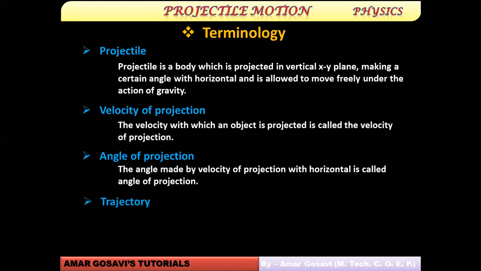Now, what's a trajectory, friends? Trajectory is the path followed by a projectile. In the first slide I showed you the path of how a missile was fired or how a golf ball is hit and how it moves. The path followed by it is called the trajectory. The path traced by the projectile in space is called the trajectory.